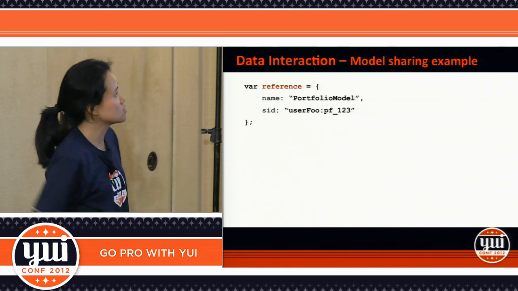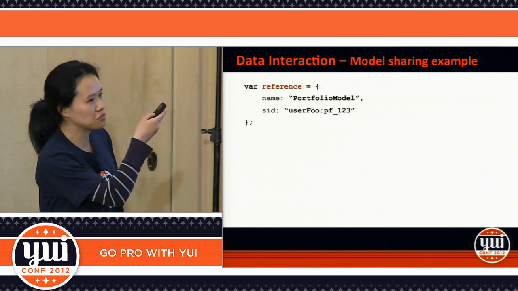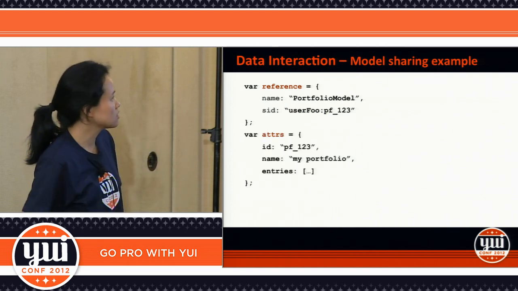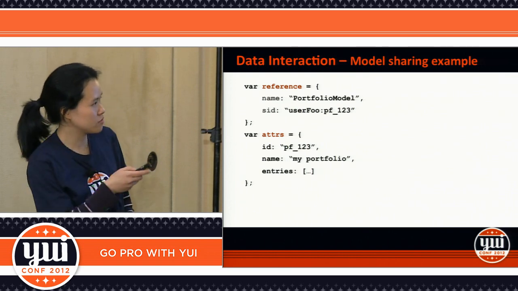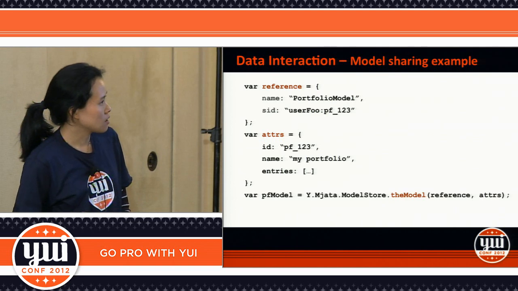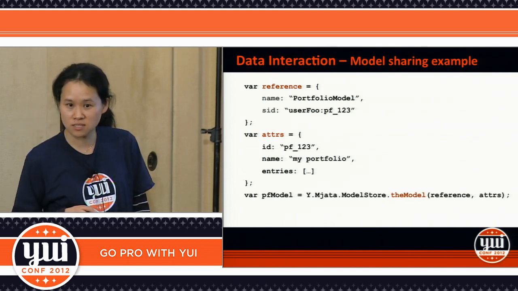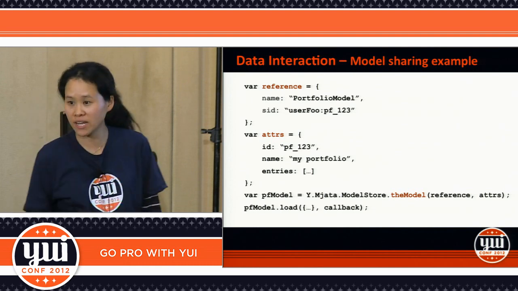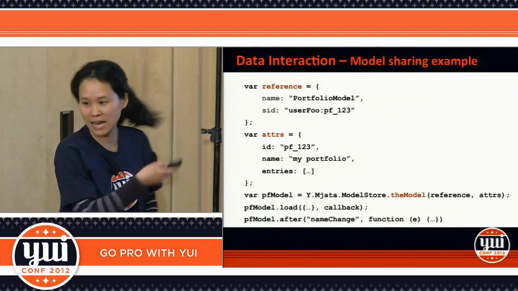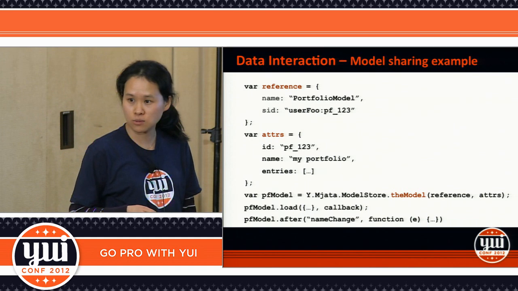So you have the reference. I want to have a portfolio model. This is my ID, and these are the attributes for my portfolio. The name is my portfolio, and a bunch of entries. And this is how you get the model instance object back. And then now I have the instance. Then now you can call load or any other function you want to. You can even add events to it.